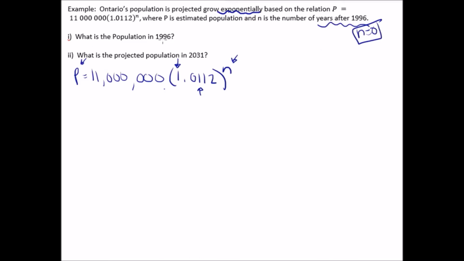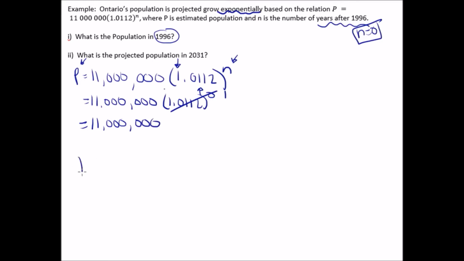Okay, so the first question is what is the population in 1996? So we know that the population in 1996, well, the start time is 0, right? So in 1996, no time has passed. This goes to 1. So our starting or our initial population is 11 million.